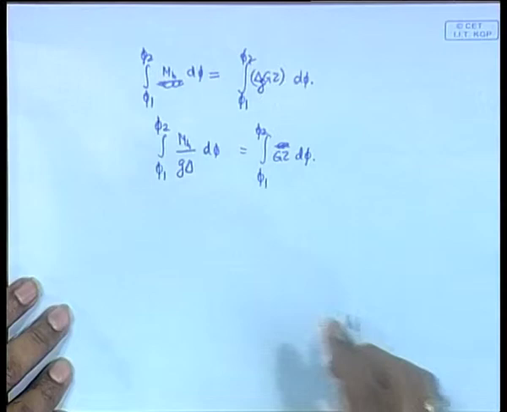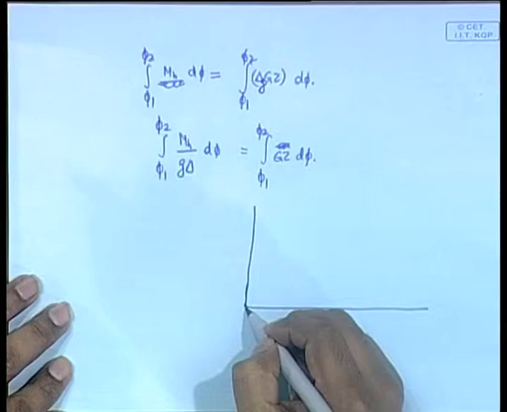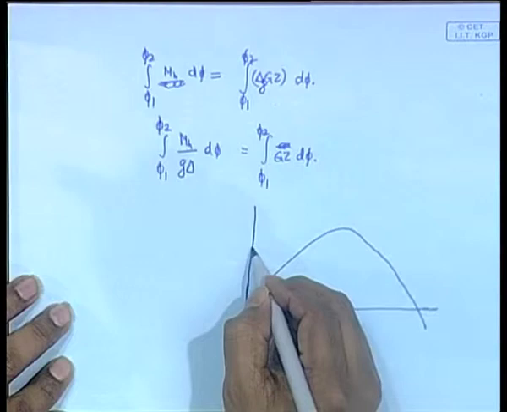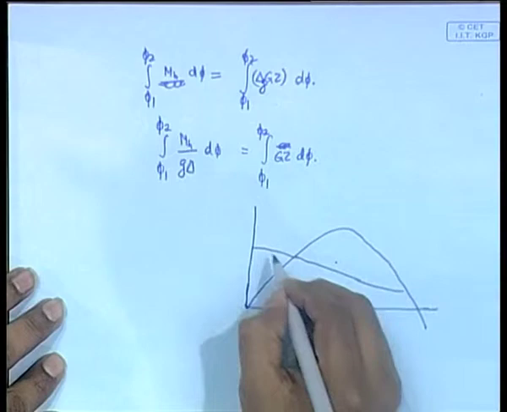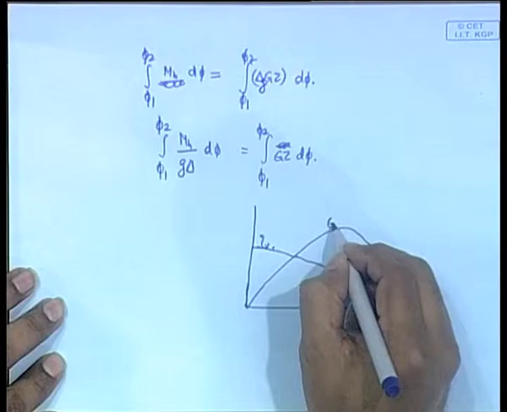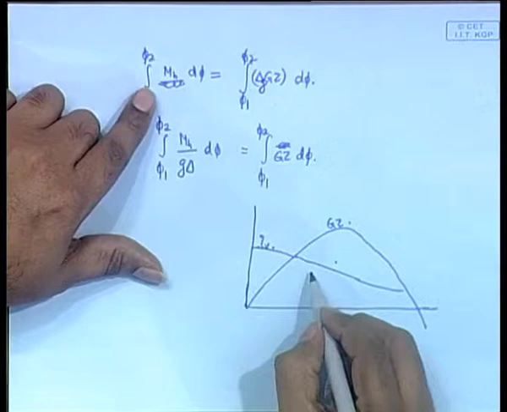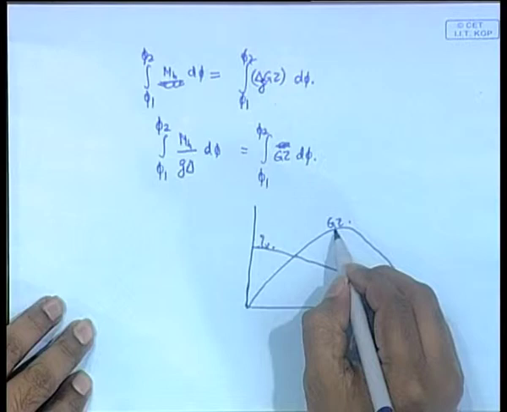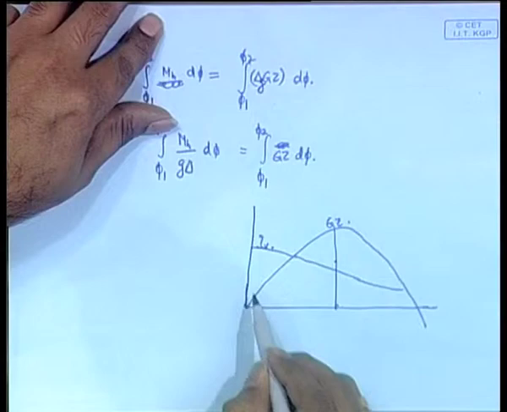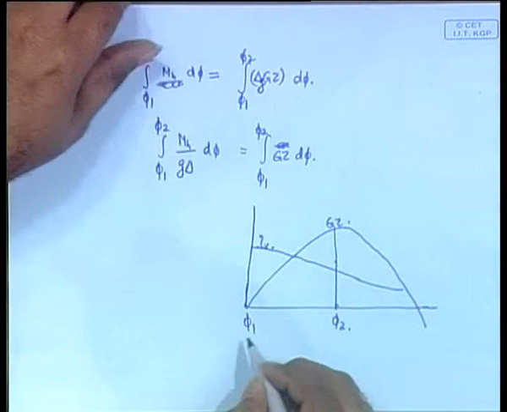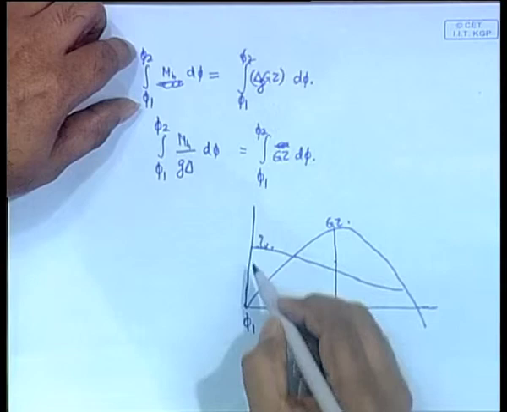I will repeat this. Suppose this is your GZ curve, and this is your heeling moment curve, the heeling arm, and this is your GZ. Now the first one, MH d phi, represents up to this. Between these two angles, phi 1 to phi 2, in this case we assume phi 1 to be 0. Let us call these areas A1, A2 and A3.